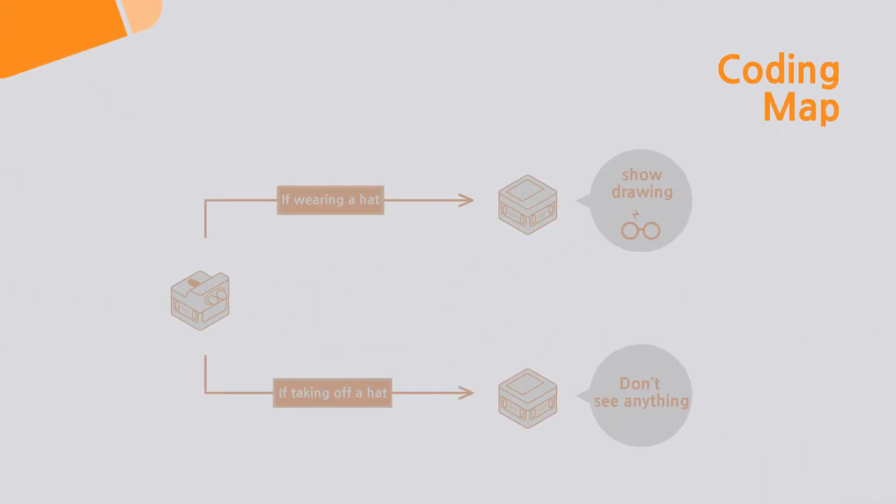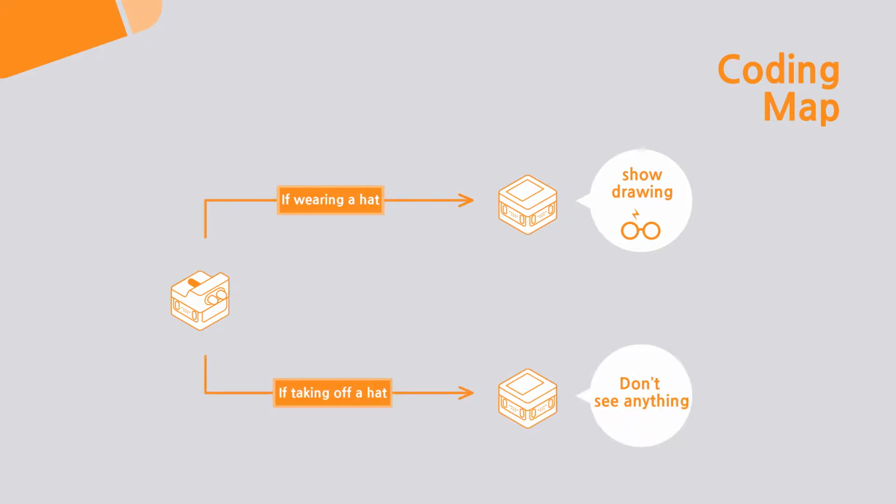Before we start coding, I will briefly show you what kinds of codes we will write today using a coding map. Using the infrared module, the magic hat will detect whether you are wearing the hat or not, showing an image on the display module when you are wearing the hat and showing nothing on the display when you are not wearing it. Let's start coding.